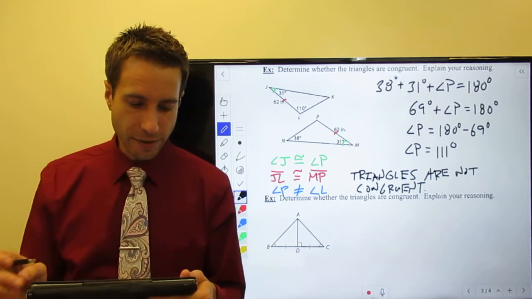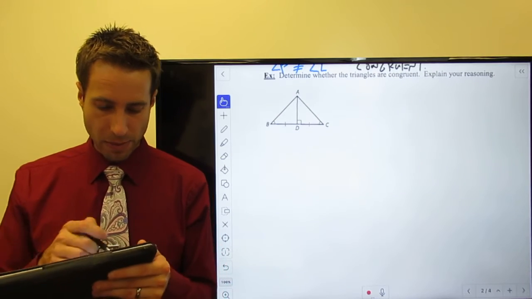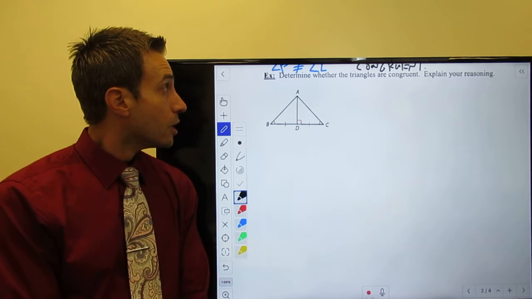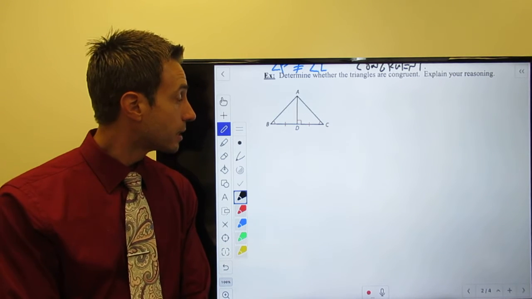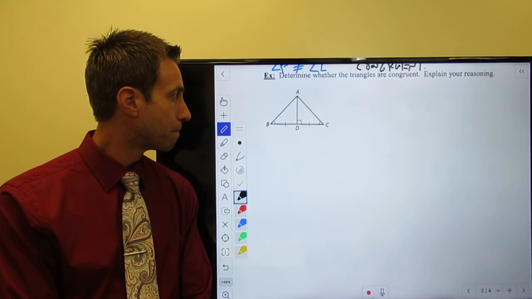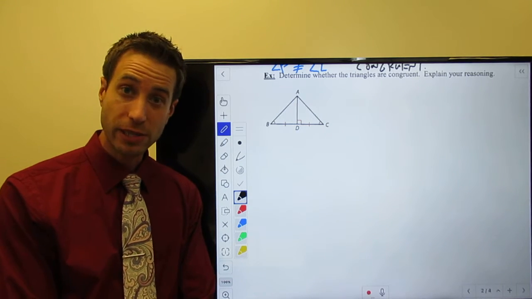Hey, I got another one here for you guys. Let's see what we get with this next one. Maybe we'll get lucky. Here's what we got. Determine whether the triangles are congruent and explain your reasoning. Well, I don't know. What can you see?